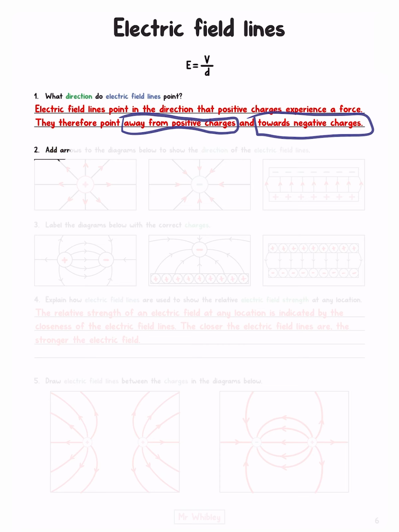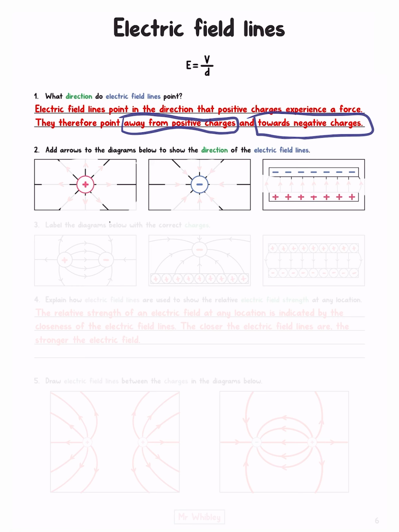Question 2. Add arrows to the diagrams below to show the direction of the electric field lines. We first have our positive charge, and we know that field lines point away from positive charges. For our negative charge, we know they point towards a negative charge. And for our negative and positive plate, we know that the lines must point away from the positive and towards the negative.